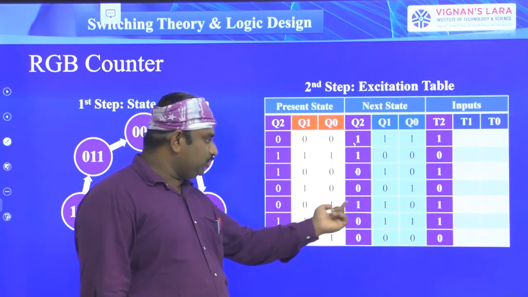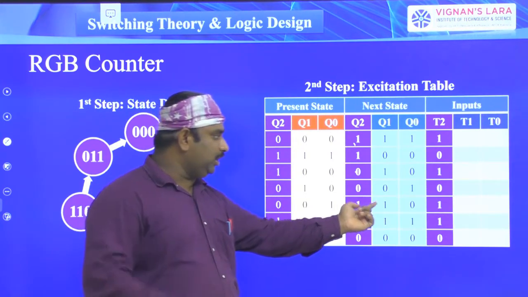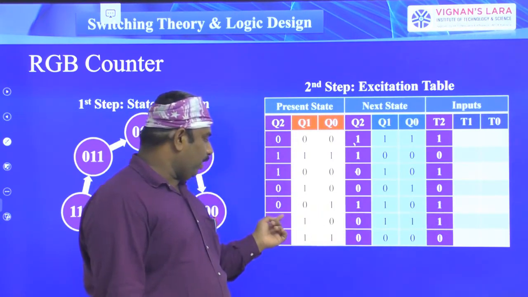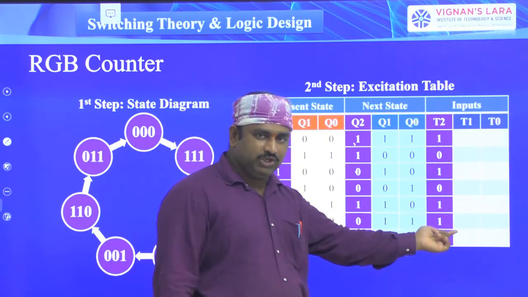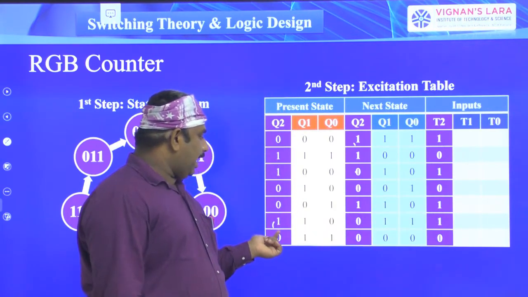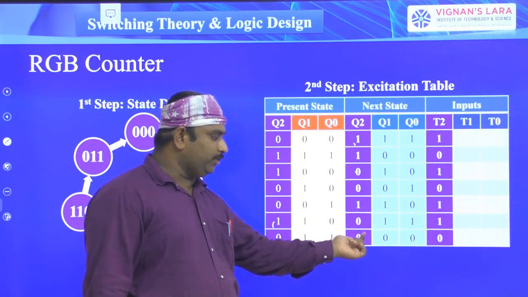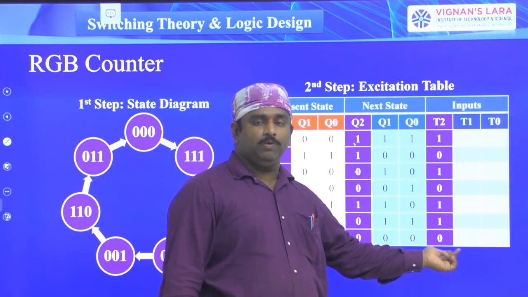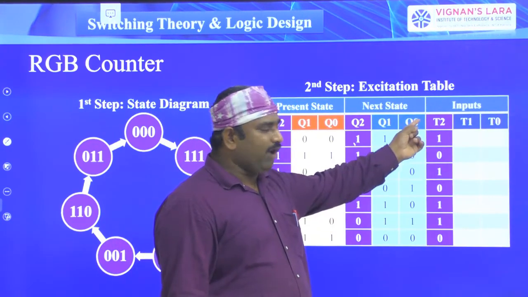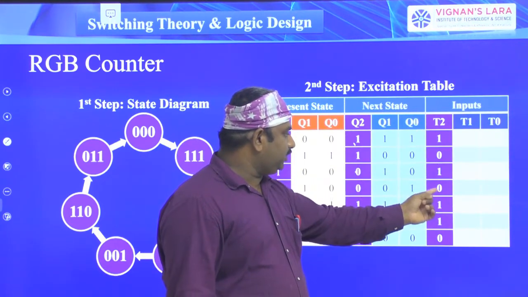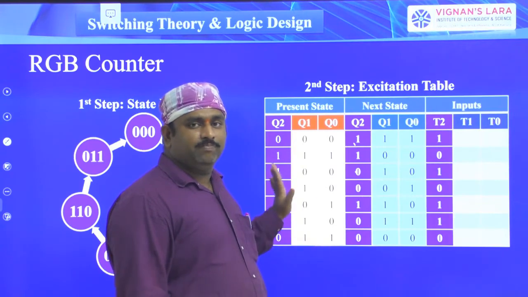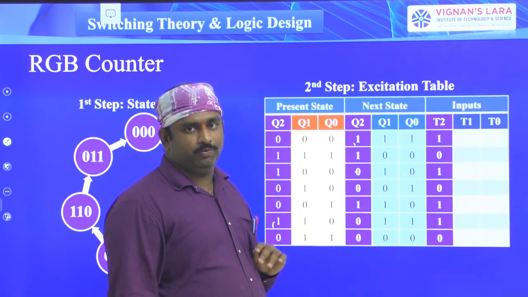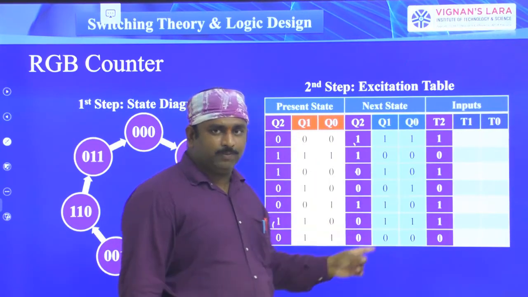Then present state is 0, next state is 1. Here we have a change, so for that reason the input is equal to 1. Here output is 1, next state output is 0, there is a change, now the input is equal to 1. And present output is 0, next state output is 0, there is no change, now the input is equal to 0. Now finally we have written 1, 0, 1, 0, 1, 1, 0. So these are the inputs we have predicted from the present state to the next state outputs. Now write down the T2 expression here.